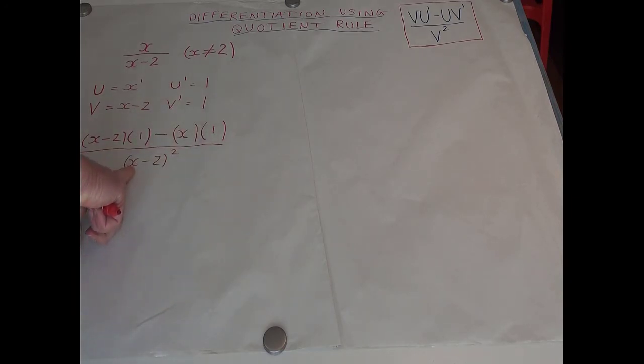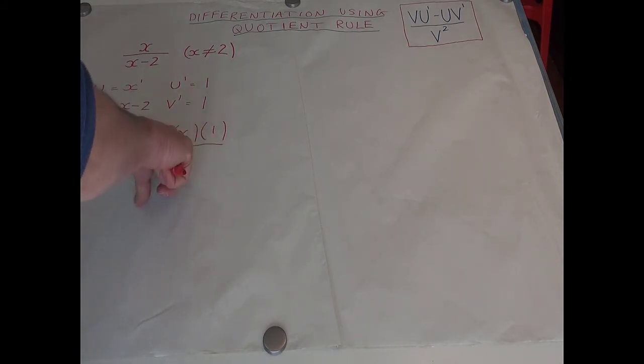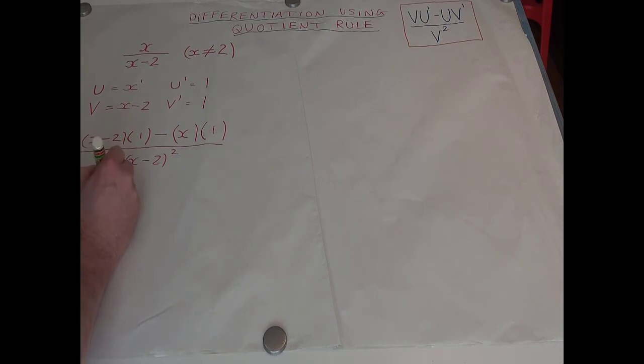There's no need to work this out. There's no need to multiply out x minus 2 squared. We just leave it in that format. So 1 times that minus 1 times that, x minus 2 minus x, all divided by x minus 2 all squared.